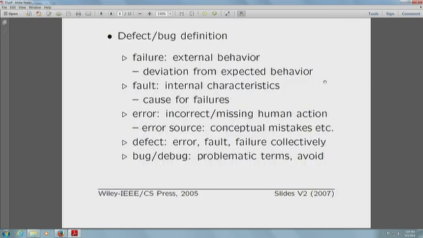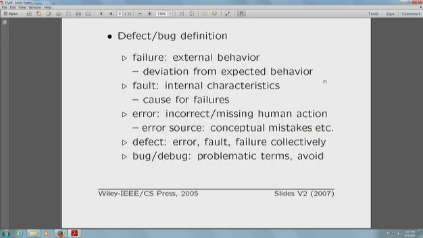If the two things, the actual observed behavior and the expected behavior, match, that is okay. That's not a failure. So that's a success. Okay. And if they don't match, then it is a failure.